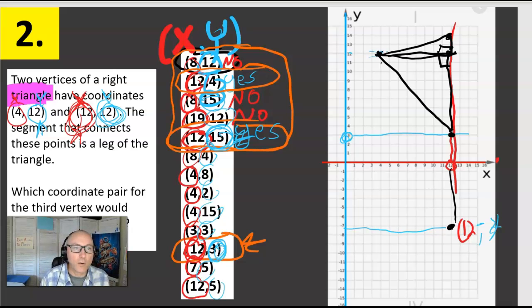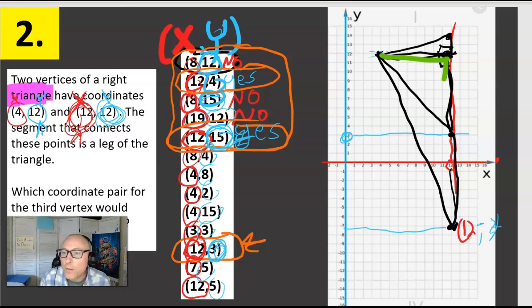Let's pop it in here. Watch this. If you go from this point all the way down and connect this one, and just so you can see it better, I'm going to do it in green. Here's the triangle we just made. Right here, it's still a right triangle. So anything on that 12 line makes a right triangle.